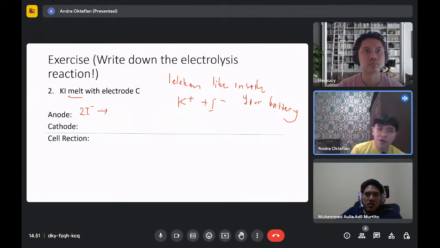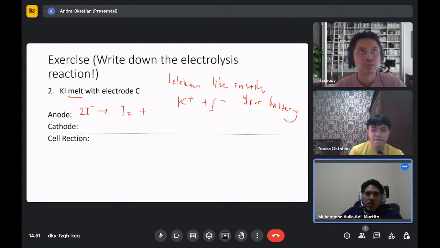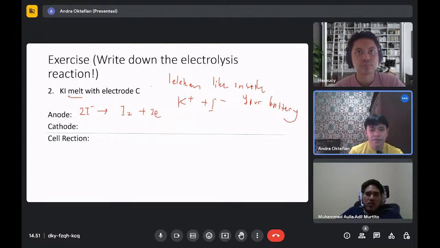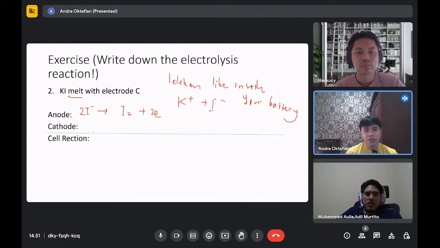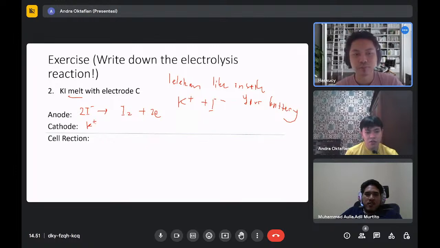So when you want to increase the oxidation number, you need to write it like this: 2I minus gives I2 plus 2e. And then on the cathode, it will be K plus. Because the cathode should be reduced, what would it look like? K plus, since it's plus one, right? So K plus plus e equals K.